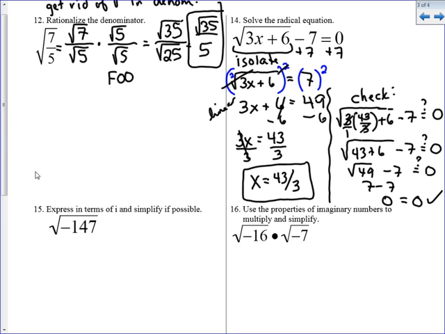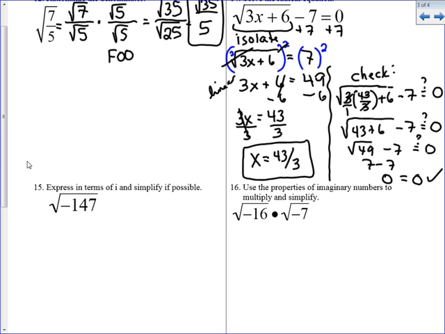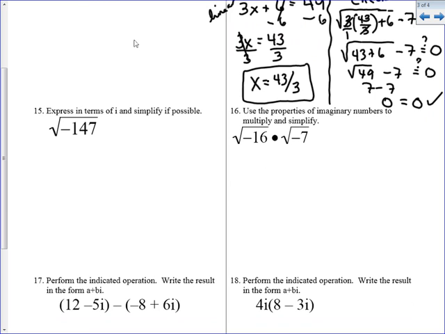Numbers 15 through the end come from 10.7. This is what we did on Friday and Monday. Express in terms of i and simplify if possible. So the first thing to do when you have the square root of a negative number is to take the square root of negative 1 out, so then you can just work with the positive radicand. And I was pleasantly surprised on the drills. I think only 2 or 3 people gave me a square root of i anywhere on there, and I'm checking for that. We don't have a square root of i. A square root of negative 1 gives us i.